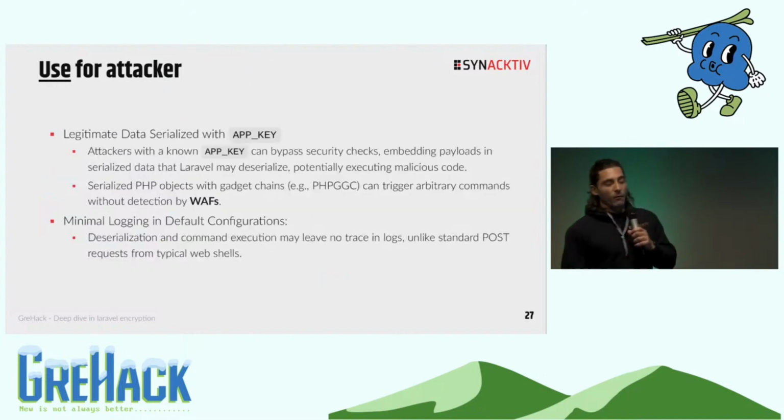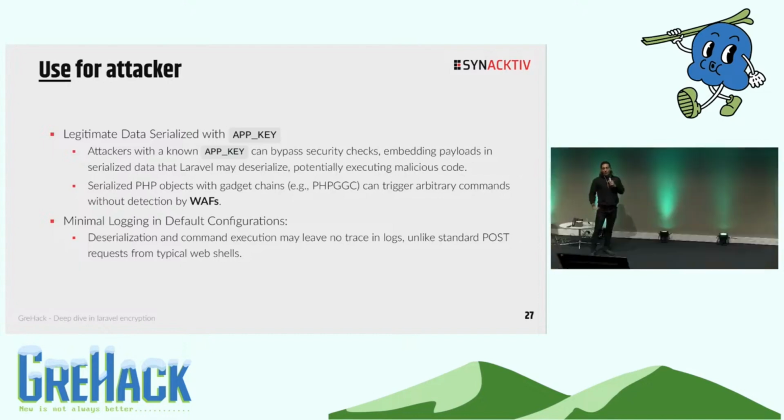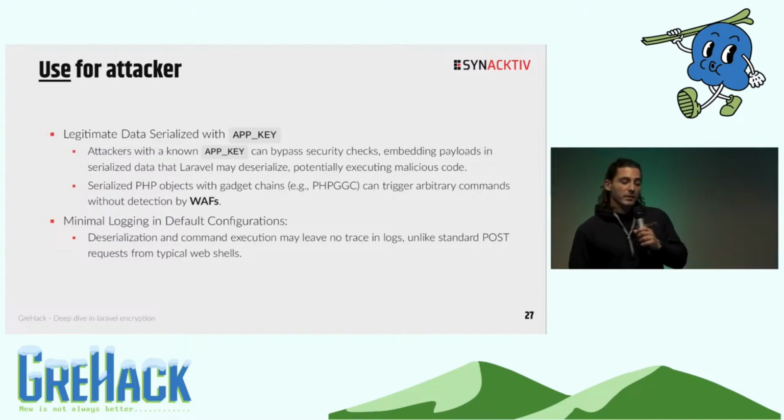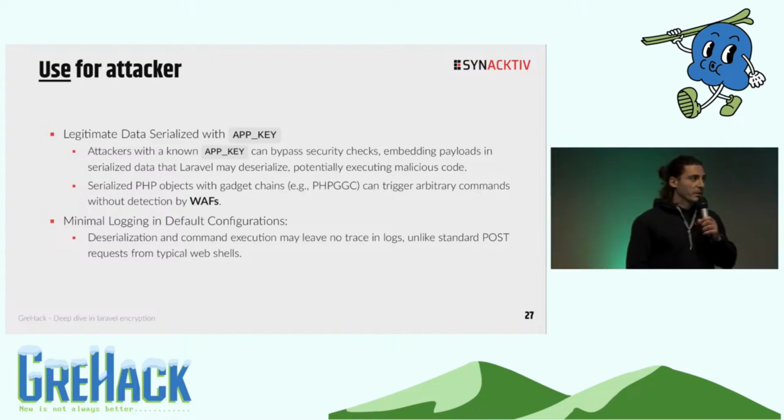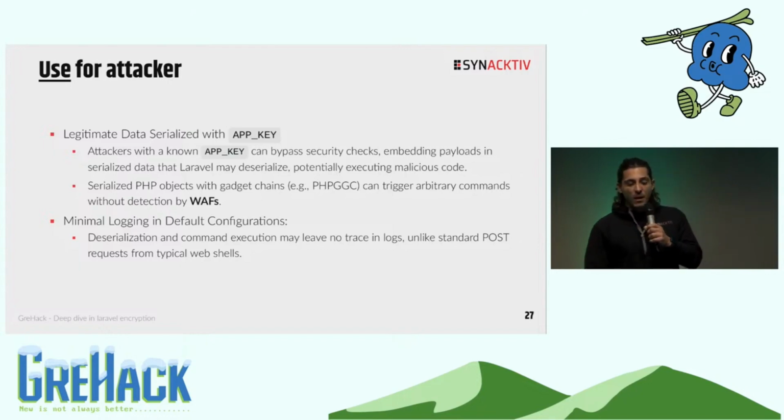Okay, so first of all, we can talk about the use for an attacker. What can be the most interesting way to exploit this while being behind all these security measures? The first one is to use legitimate data with a serialized app key. An attacker who knows the app key can bypass security checks by embedding a payload in serialized data, because Laravel is going to unserialize the data and potentially execute malicious code.